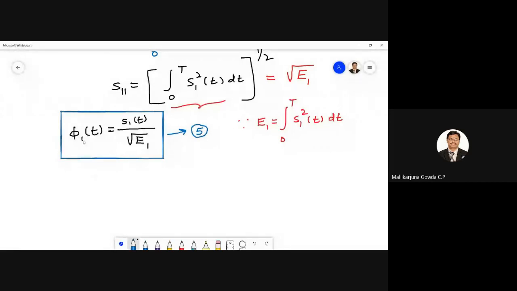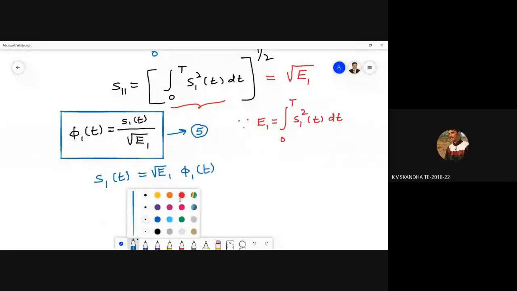Now I can express the signal S1 of t in terms of the orthonormal function. So S1 of t is equal to, from the above equation, root of E1 into pi 1 of t. Is that fine? Yes, I'm asking, is this fine? Yes, sir.